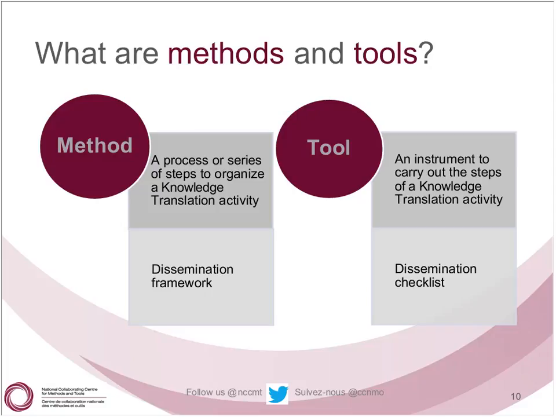When I talk about a method, I'm talking about a process or a series of steps that can guide you through a certain activity. So a framework would be an example of a method. A tool is an instrument to help you carry out those steps. So a checklist, for example, is a tool. So they're very similar concepts, certainly, but a method is more process-oriented, and a tool is more operational in terms of actually how to carry out that process.